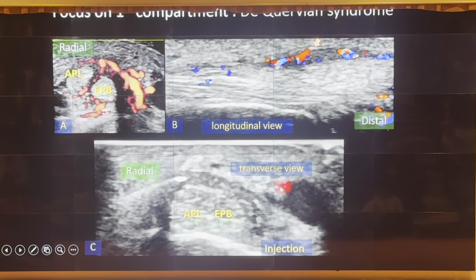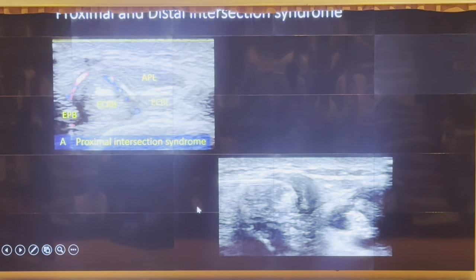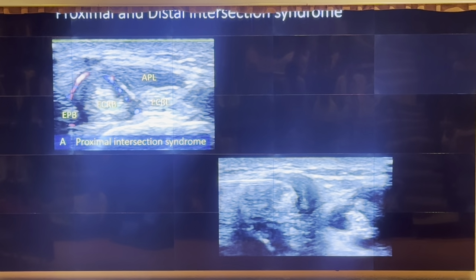But before we perform the injections, the most important structure will be here. Not the artery, this is the superficial radial nerve. Because the dorsal lateral branch of the superficial radial nerve will go through the first compartment. So if you want to perform the injection, you should check where is the dorsal lateral branch of the superficial radial nerve and the dorsal medial branch, and then you can perform the injection to the tendon sheath.